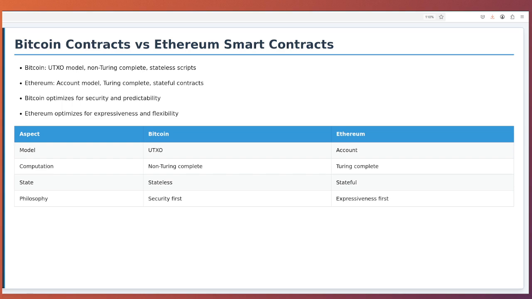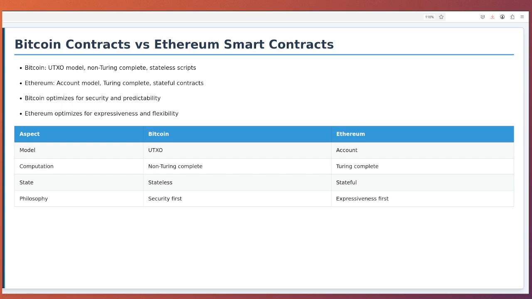Ethereum's Solidity is Turing complete, enabling arbitrary computation. Bitcoin contracts are stateless, meaning each script execution is independent. Ethereum contracts maintain state variables that persist across calls. Bitcoin optimizes for security and predictability. Every operation has defined resource costs.